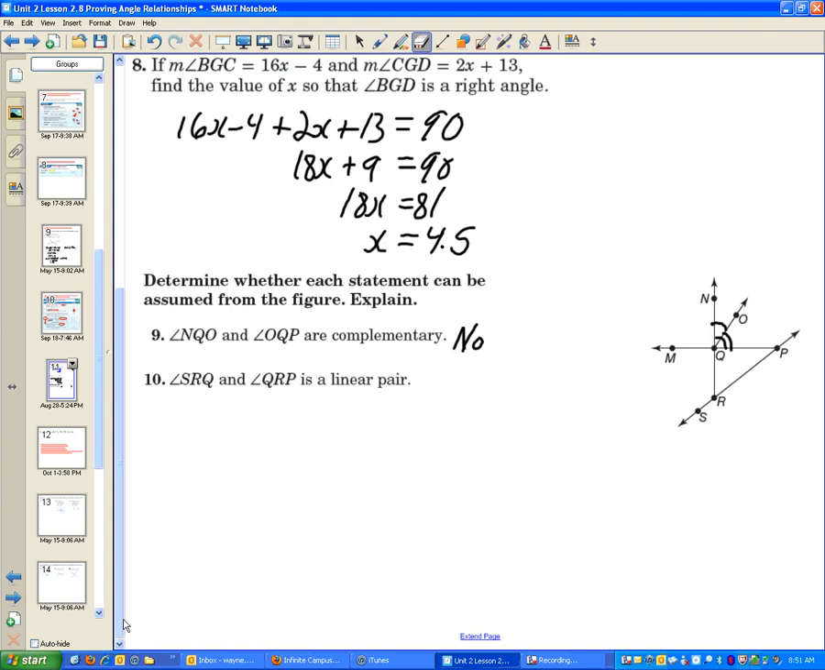All right? Angle SRQ, that one, and angle QRP, this one, is a linear pair. Yes, because we can say if it looks like a line, it's a line. So yes, the explanation is if it looks like a line, it's a line. All right?